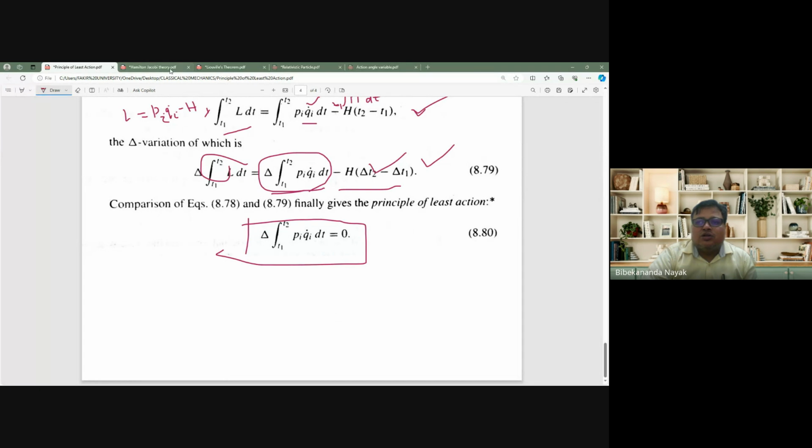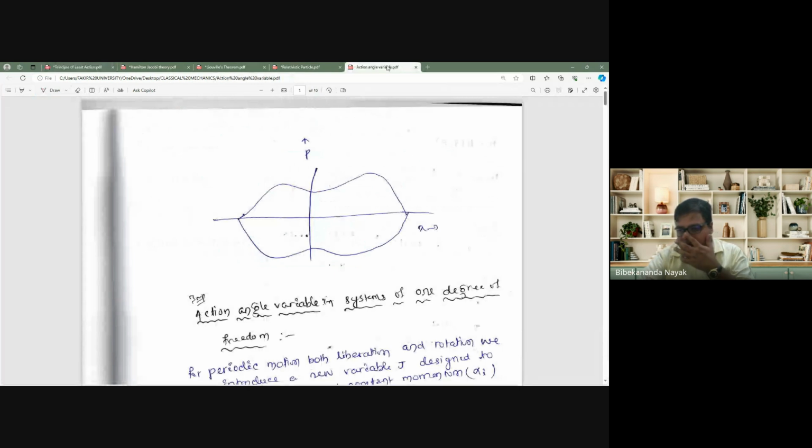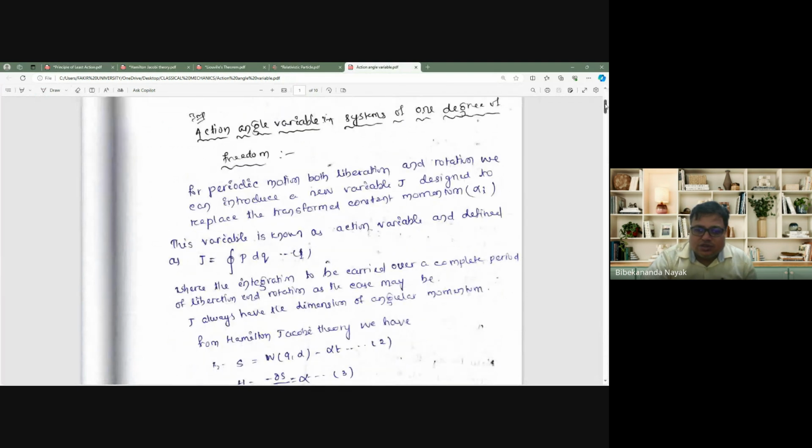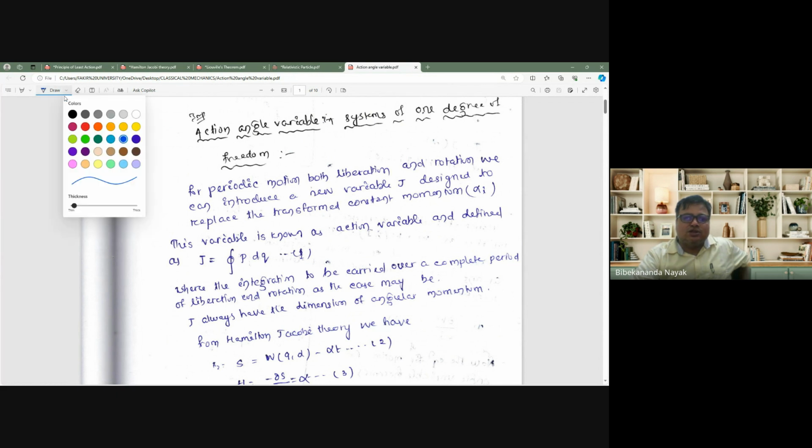Then we go for the last topic, which is action angle variable. It is one type of variation method for one degree of freedom systems. Actually, this is for a periodic motion system. We already discussed in previous classes about periodic motion, and there are two kinds of periodic motions: libration and rotation.